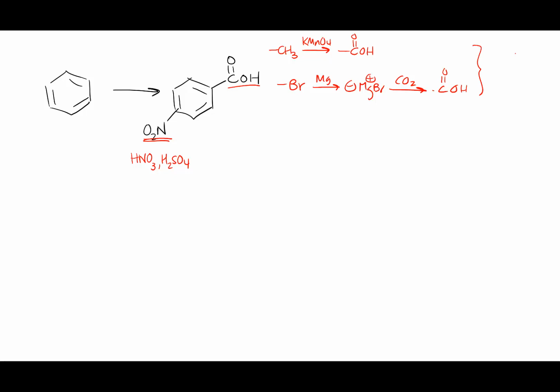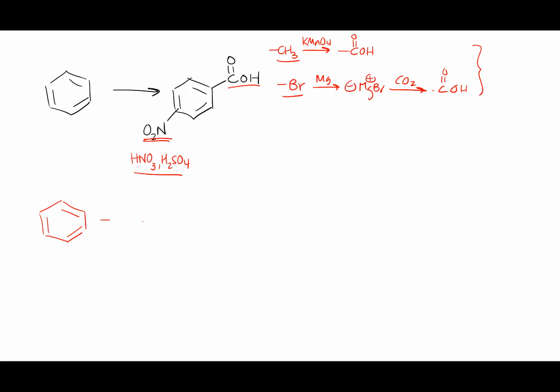And here's what I mean by that. Nitro, I'm adding in one shot. So there's not another group that I put on and convert to the nitro group. So it's going to have to go on last. But what about the carboxylic acid group? Where did it come from? It came from a methyl or a bromine. Now, methyl and bromine are both what? Ortho-para-directors.